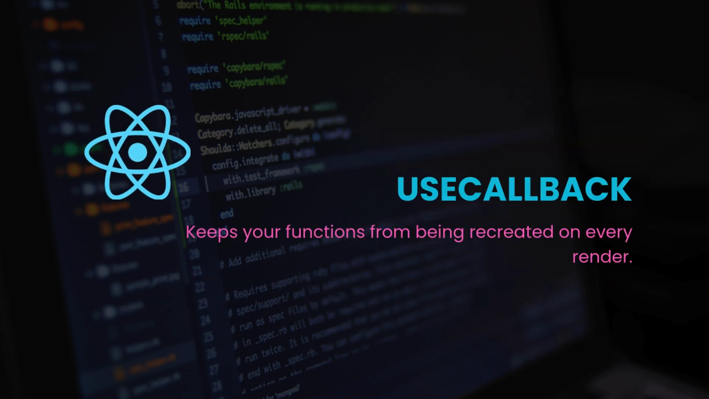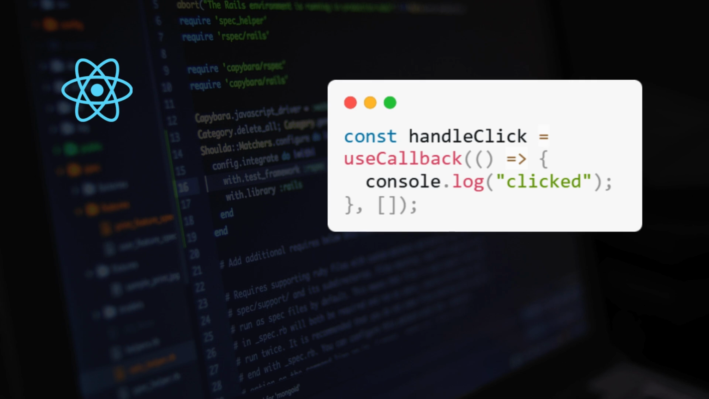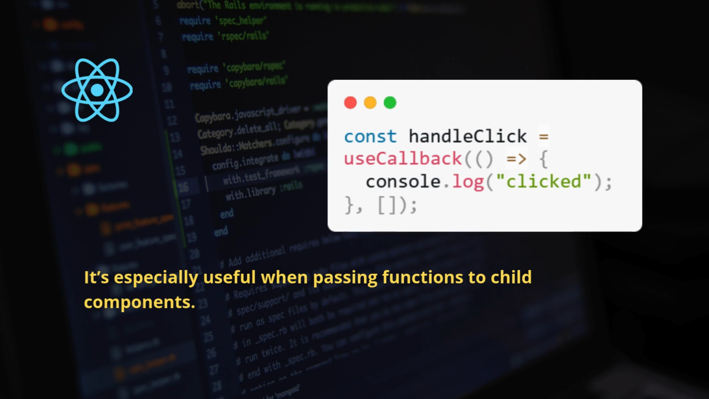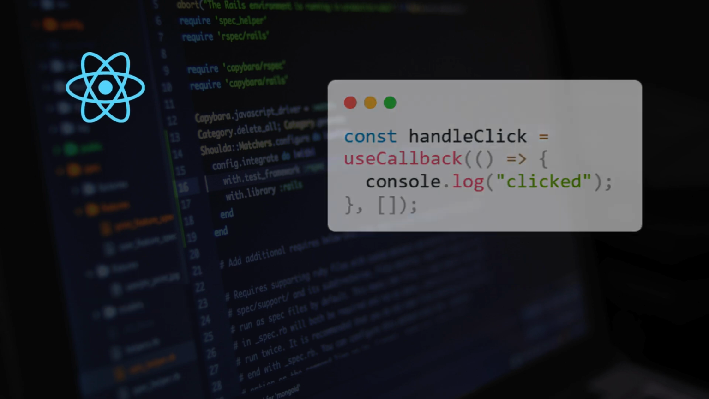useCallback keeps your functions from being recreated on every render. const handleClick = useCallback(() => console.log('clicked'), []). It's especially useful when passing functions to child components.